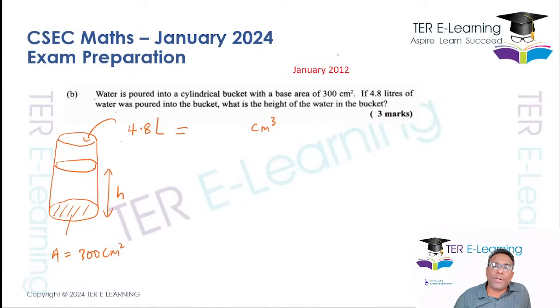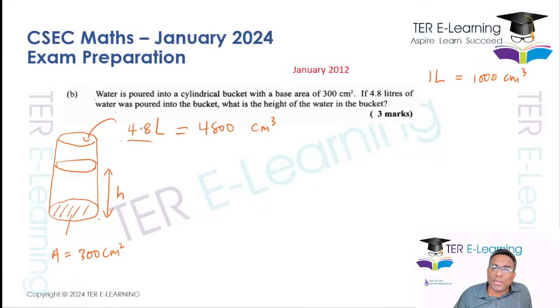And how do we know that? We know that because 1 liter is actually 1,000 cm cube. You all need to know this conversion. 1 liter is 1,000 cm cube. So if you have 4.8 liters, you're going to multiply that by 1,000 and you're going to get 4,800. So that's the amount of cm cube that we have inside that cylindrical bucket.